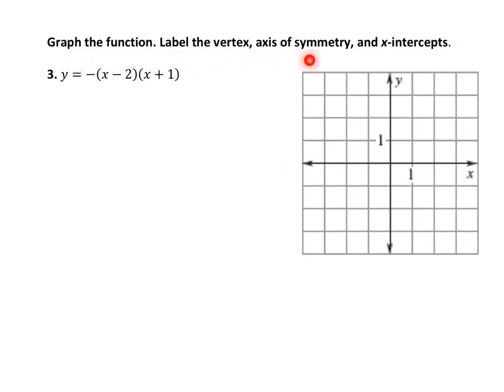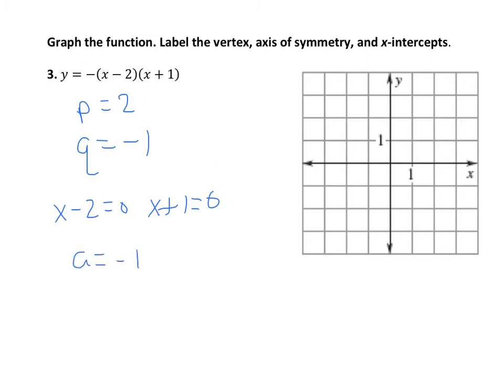Graph the function, label the vertex, axis of symmetry, and x-intercepts. Okay, so I know p is 2, q is -1. If you're unsure, set it equal to 0 and solve, because that'll give you those. And a is -1. Now to get x equals (p plus q) divided by 2, you get 1/2.